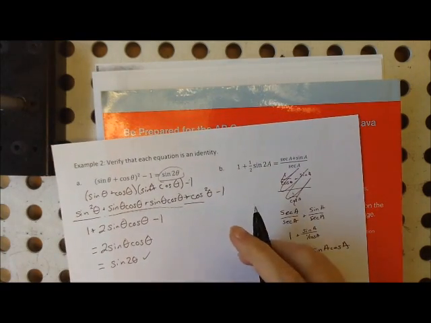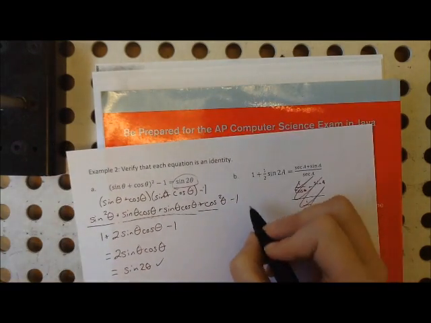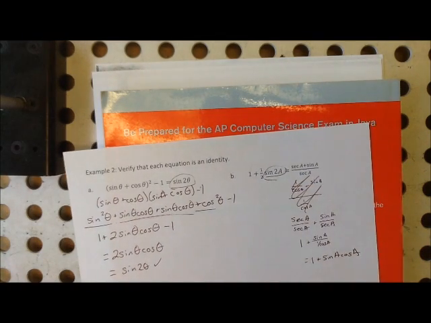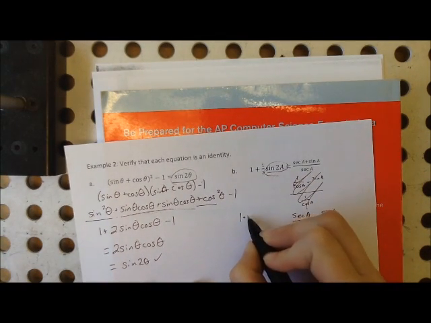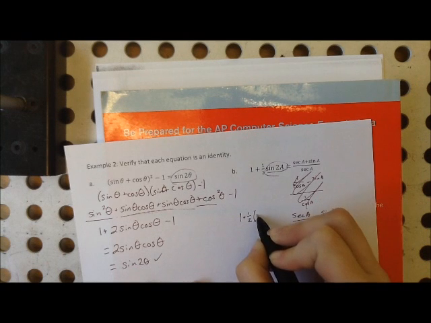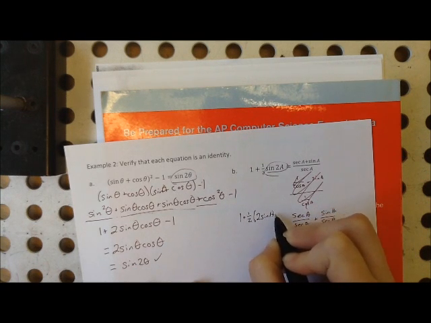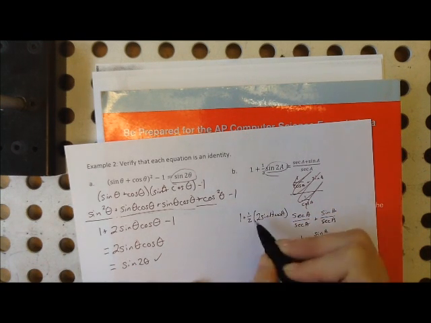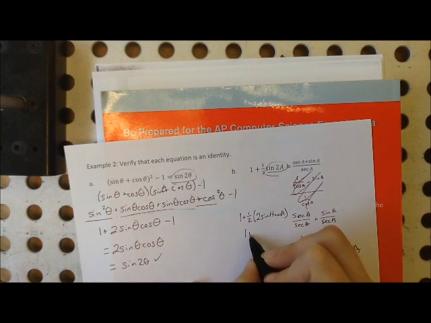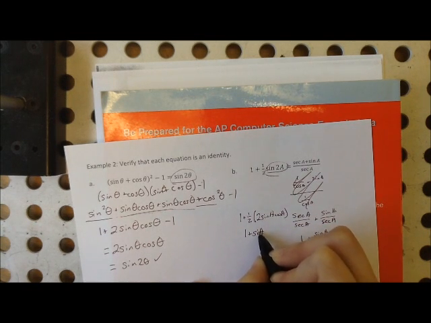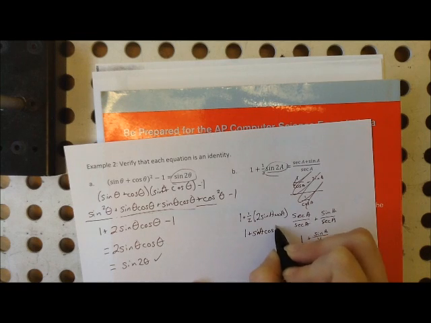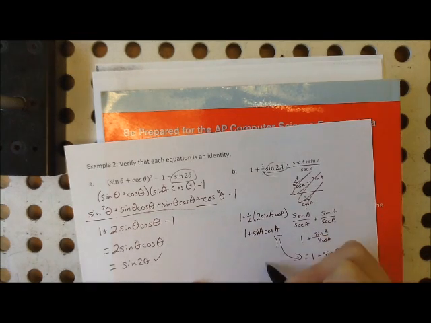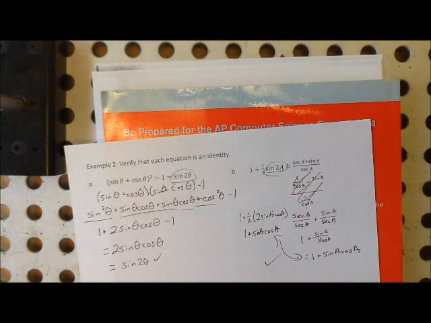Okay, well over here I got 1 plus 1/2 sine 2A. So let's go ahead and replace sine 2A with the formula. So that's 1 plus 1/2, and now my formula is 2 times sine A times cosine A. The 1/2 and the 2 cancel each other out. This is 1 plus sine A times cosine A, which is what I have, so we've verified that identity.